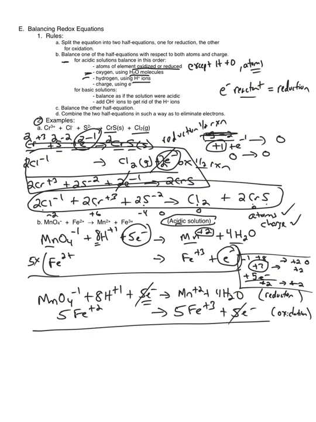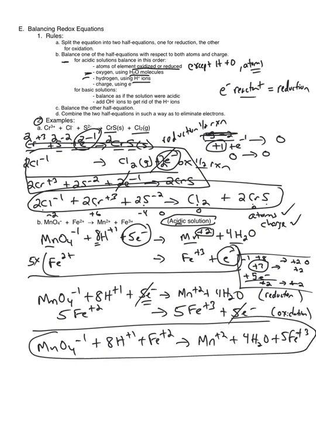So the electrons will get eliminated because I have 5 on the left and 5 on the right, so that will cancel. And then I just add up the rest of this. Okay. And right there is my answer. There's my balanced redox reaction.